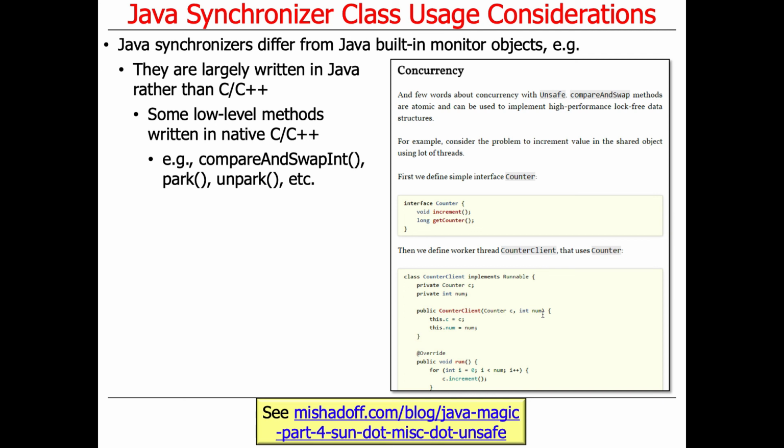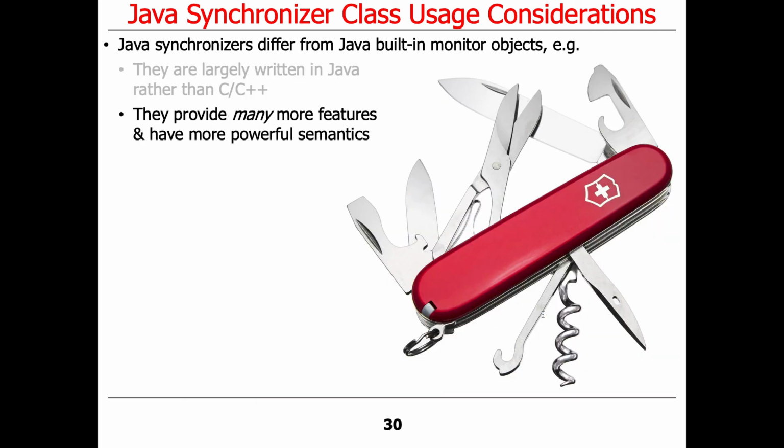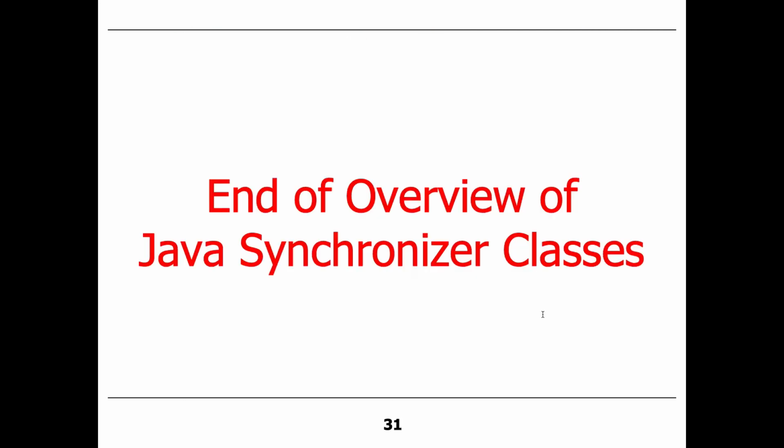In both cases, there are low-level methods that are written in native C and C++, so things like compare and swap, park, unpark. These are all these very low-level mechanisms. And all the different synchronizers use some of them for the really, really low-level stuff. The synchronizers also typically provide a lot more features and have more powerful semantics, which is often what you expect. The basic low-level stuff is meant to be very efficient. It's basically just a little thin wrapper around some hardware-level features. And so they're fast, but they don't do a whole lot. Whereas the built-in monitor objects are fast but simple, whereas the synchronizers are reasonably fast but more powerful. But with great power comes overhead, to paraphrase Spider-Man.